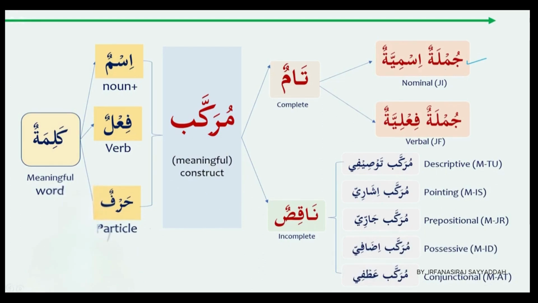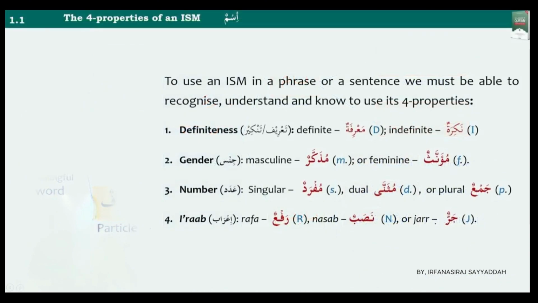Now, the point to note here is that we cannot form any of these phrases, nor can we form any of the sentence types, until we know the 4 properties of an ismun. If we do not understand the 4 properties, we will not be able to make any sense of any structure in Arabic grammar. And this is why it's so important to begin with the 4 properties. The 4 properties of an ismun are definiteness, gender, number, and i'rab. These are the 4 properties that every ism has.